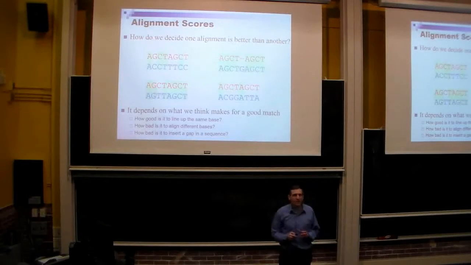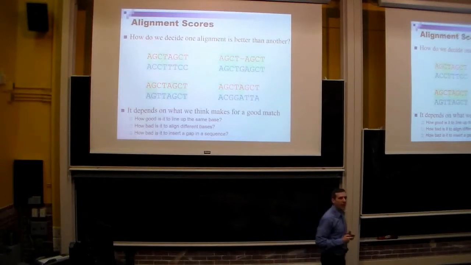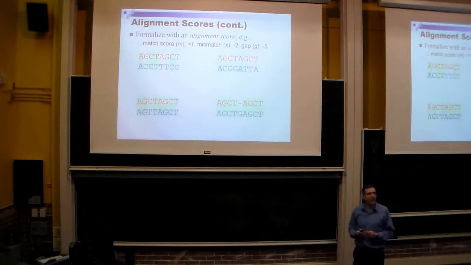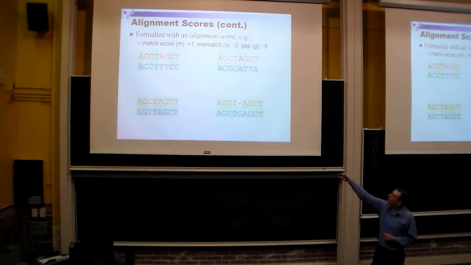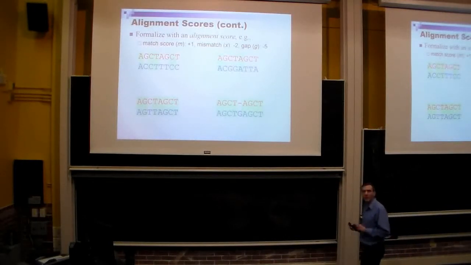So to do this, we commonly use a strategy called an alignment scoring function. And the way an alignment scoring function works, in the simplest version, is that we will have some match score, and it usually doesn't matter what the match score is.